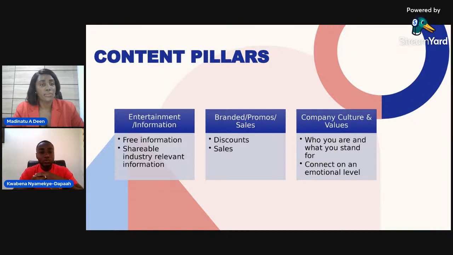And so these are the three content pillars: entertainment, information. So when you visit the social media platforms of HR Certification Center on LinkedIn, on Facebook, on Twitter, on TikTok, and Instagram, you realize that we have a very good blend of these. We offer a lot of free information. We have sessions like the HR Roundtable on Twitter Spaces where we give free information to HR practitioners. And we have a lot of shareable content.